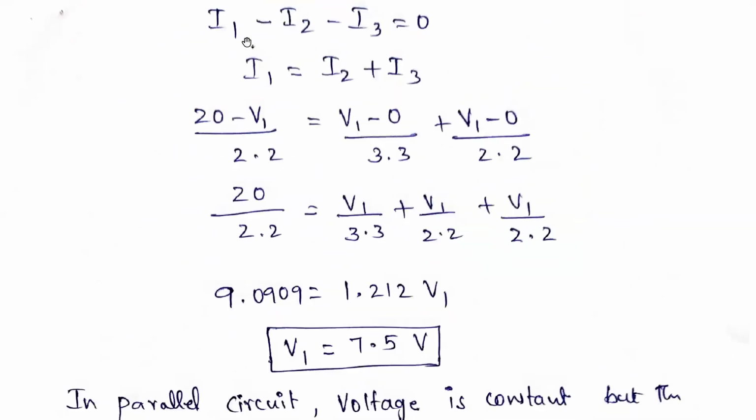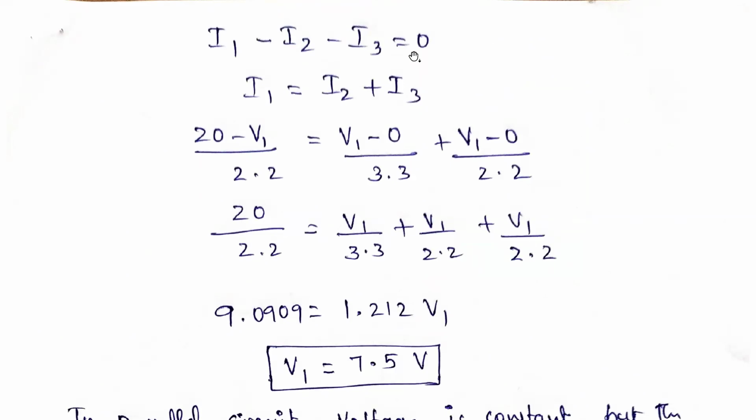Now we are verifying that I1 minus I2 minus I3 is equal to 0, that is, I1 is equal to I2 plus I3. I1 we already derived as 20 minus V1 divided by 2.2, I2 is V1 divided by 3.3, and I3 is V1 divided by 2.2. Taking V1 common, we get 1 divided by 3.3 plus 1 divided by 2.2 plus 1 divided by 2.2. Simplifying, we get 1.212 V1.